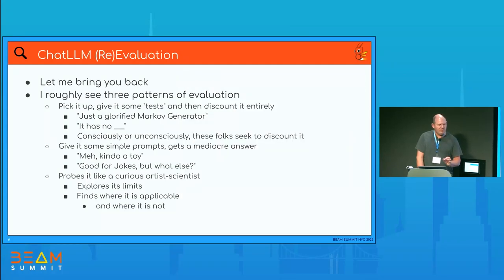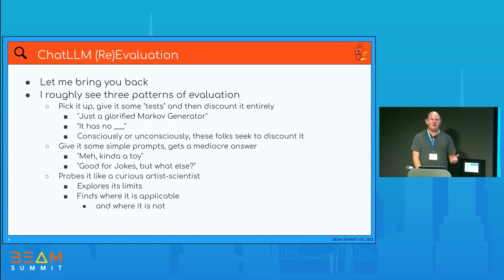So let me start by saying a lot of people have probably used LLMs, and they might have discounted them or think that they're only useful for certain kinds of things. So I want to bring you back in and reset that context. I roughly see three patterns in people I talk to. I talk to people about ChatGPT all the time. I mention ChatGPT, and then somebody just walks up to me in a bar and we have a conversation about it.